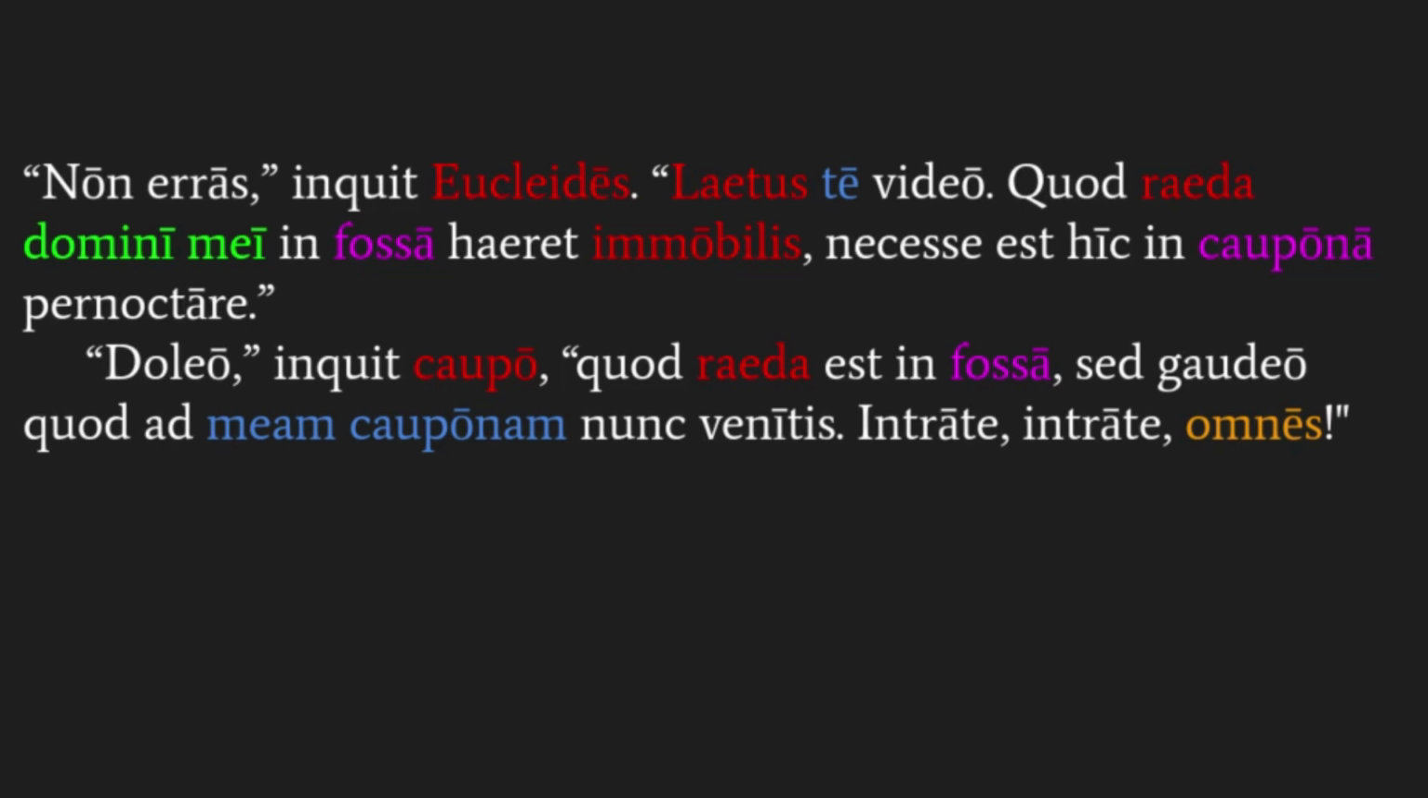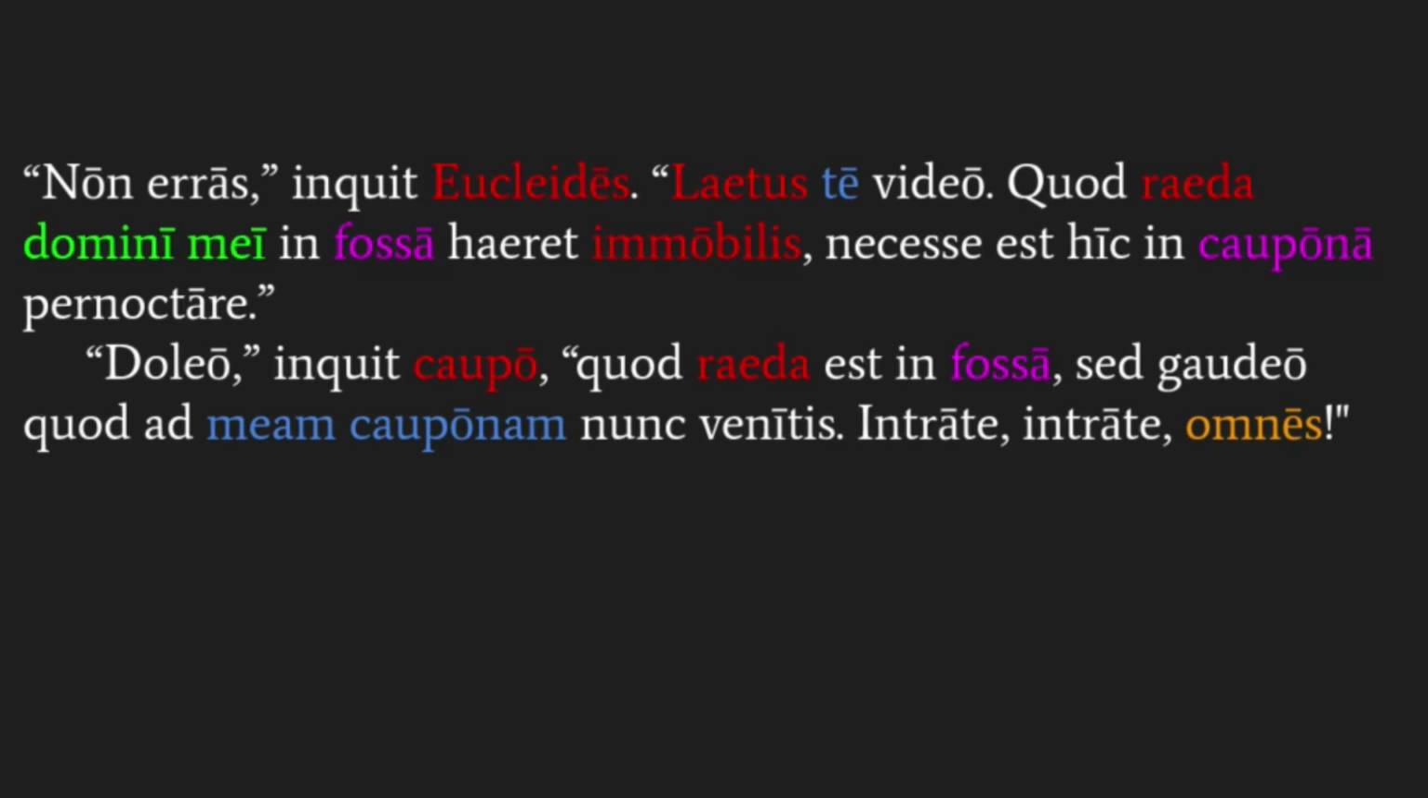Then he says, "quod raeda domini mei in fossa haeret immobilis, necesse est hic in caupona pernoctare." So he says, because raeda, the carriage of my master, domini mei, it's genitive. So because the carriage of my master, haeret, is stuck in fossa, in a ditch, immobilis, motionless, right? Immobilis is describing the raeda, right? The carriage is motionless. So he says, because the carriage of my master is stuck in the ditch, motionless, it's necessary, necesse est, to spend the night, pernoctare, hic, here, in the inn, in caupona, right? In your inn. So he's describing or explaining why they're here. He says, our carriage is stuck in the ditch.